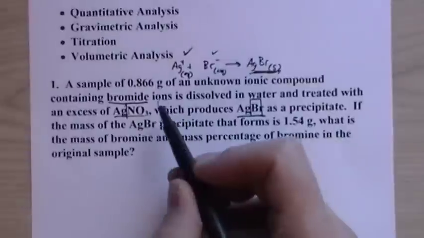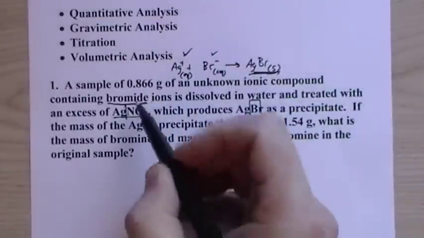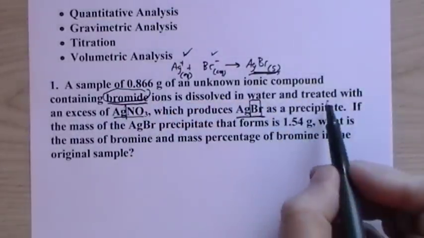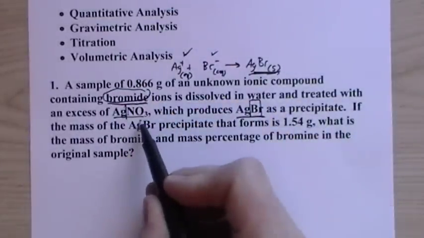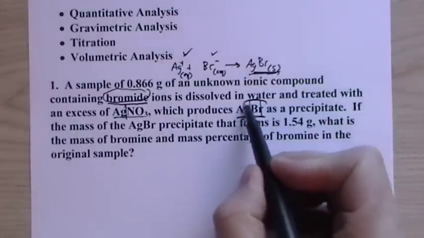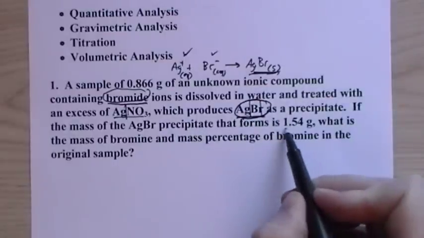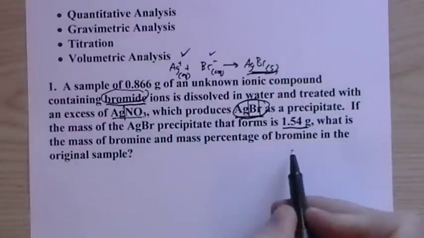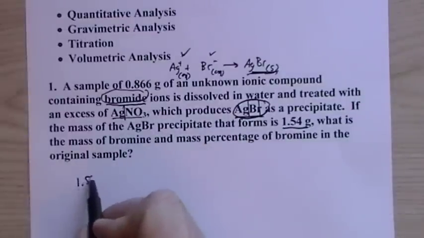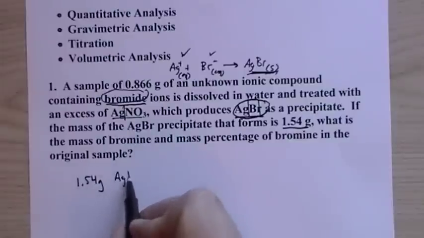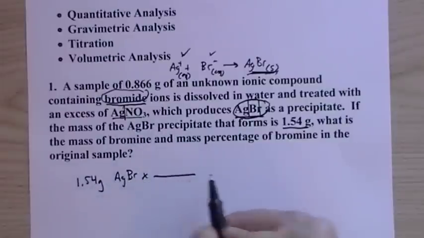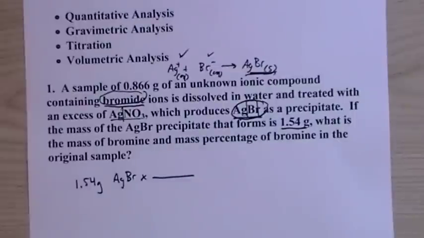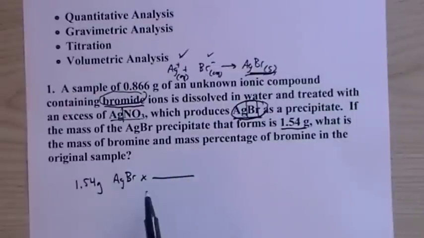So we have this 0.866 grams of the unknown ionic compound that contains bromine. We treat it with the silver nitrate, which produces silver bromide as a precipitate, and that weighs 1.54 grams. And then they want to know the mass of the bromine and mass percentage. Well, we don't know the mass of the bromine. We do know the mass of the silver bromide. And from there, we're going to find how much of the bromine.